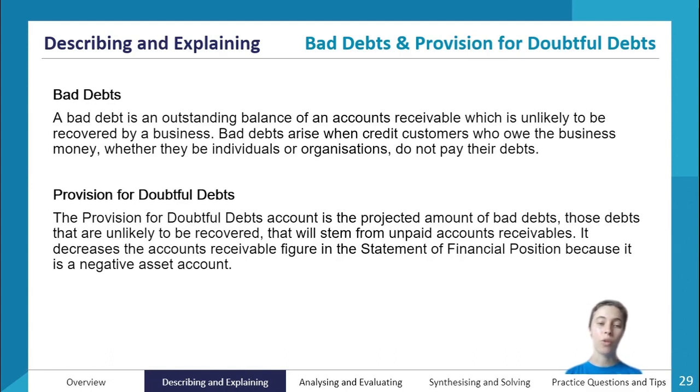So if you're thinking that you're not going to receive these payments, then you're reflecting that by decreasing that accounts receivable to show that it's not as high as it otherwise would be.